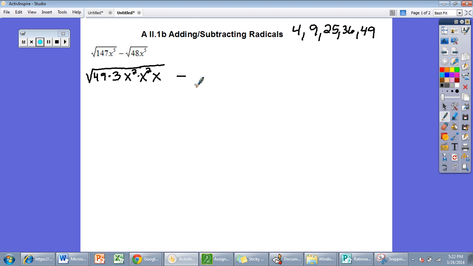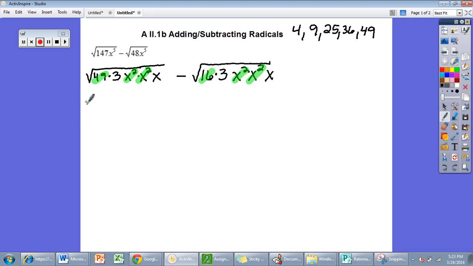And I'm going to do the same thing for 48. Okay, the perfect square that goes into 48 is 16. It's 16 times 3. And then x to the fifth is again x squared times x squared times x. Okay, and so I'm going to highlight my perfect squares because that's what I'm going to take out. 49 is a perfect square, and my x squareds are perfect squares. 16 is a perfect square, and my x squareds are perfect squares. So those are the things I'm going to actually take the square root of.